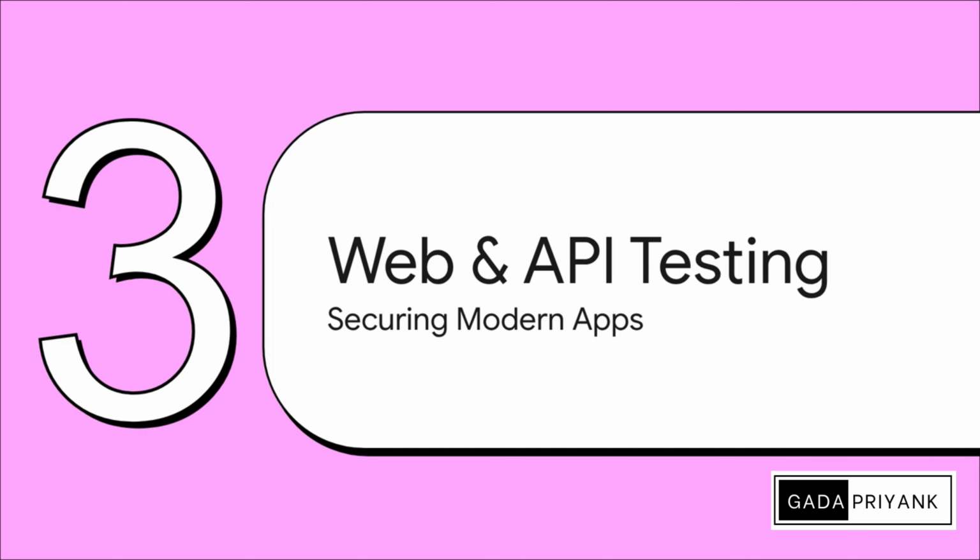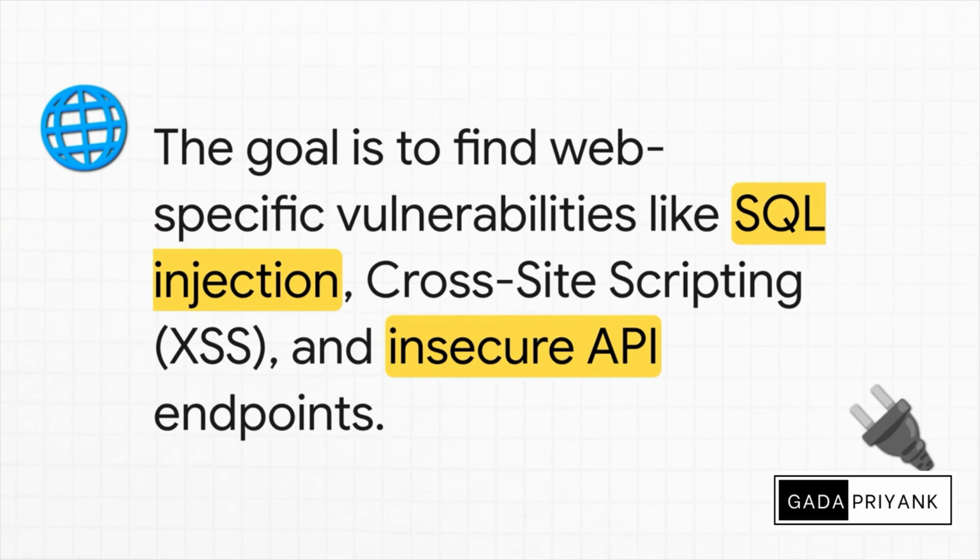Let's move on to the modern battlefield: web applications and APIs. I mean, since most services now run through a browser or an app on your phone, this area is an absolutely critical focus for security testing. So, the crucial point here is that web and API testing requires a totally different set of tools. You need things that can intercept, analyze, and even manipulate the traffic between your browser and the server to find things like SQL injection or cross-site scripting.